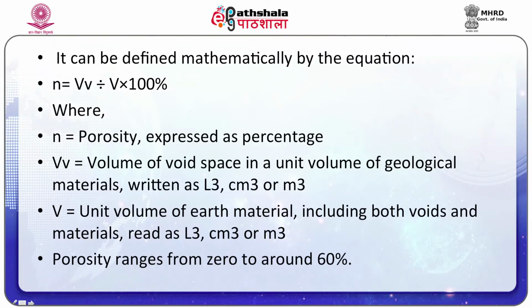It can be defined mathematically by the equation n = (v / V) × 100%, where n is porosity, expressed as a percentage. Small v is the volume of void space in a unit volume of geological materials, written as L cubed, centimeter cubed or meter cubed. V is the unit volume of earth material including both voids and materials, read as L cubed, centimeter cubed or meter cubed. Porosity ranges from 0 to around 60%.